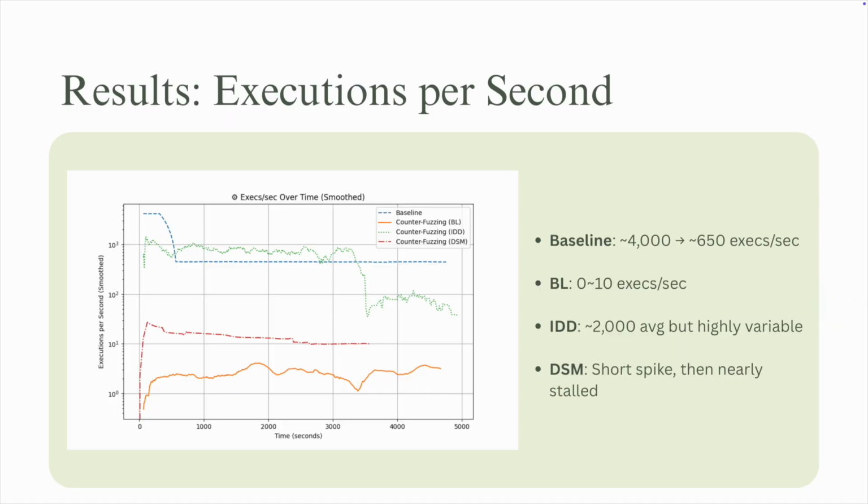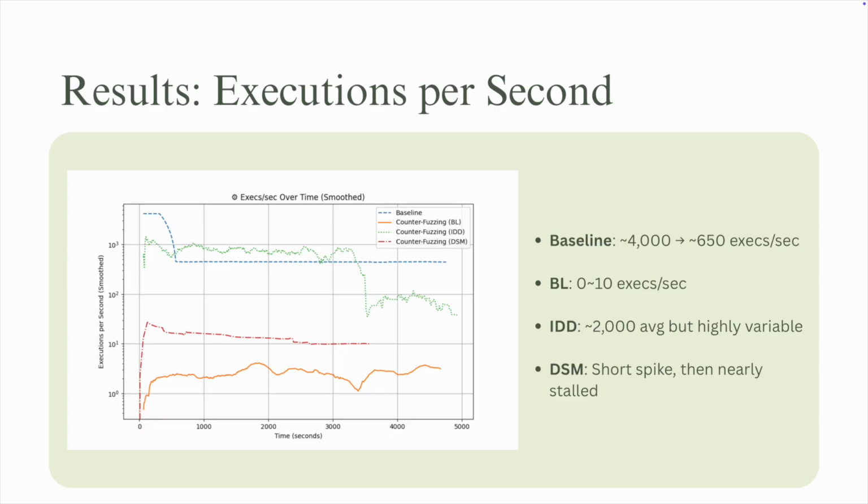Next, let's look at fuzzing speed, specifically how many executions occur per second. So baseline starts very fast with over 4,000 executions per sec initially, then destabilizes around 650. IDD introduces selective delay depending on input, so its speed fluctuates but stays fairly high on average. BL remains below 10 executions per sec for the entire round, clearly showing that the fuzzer is being slowed significantly.